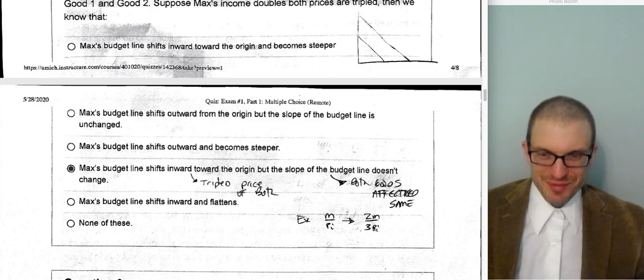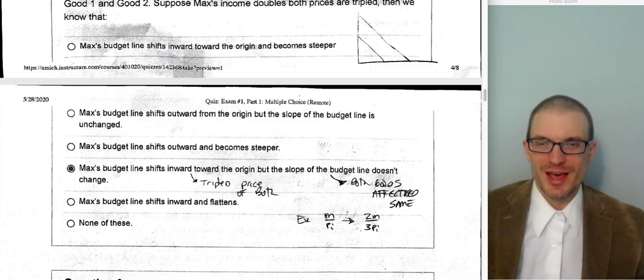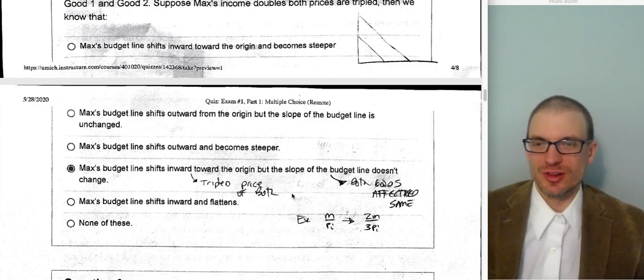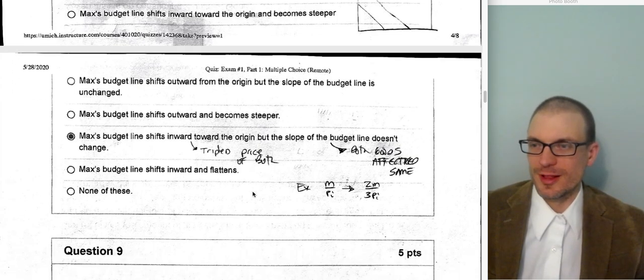Well, we're doubling income, we're tripling prices, so it's going to be like multiplying each of these intercepts by 0.67. Well, that's going to end up shifting the budget line inward without affecting the slope.